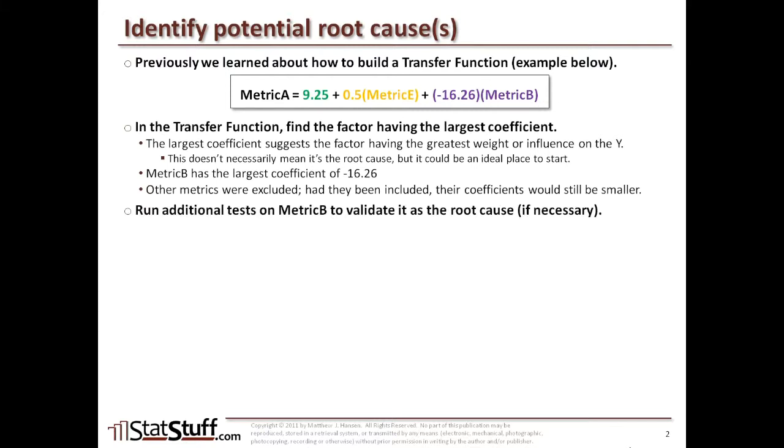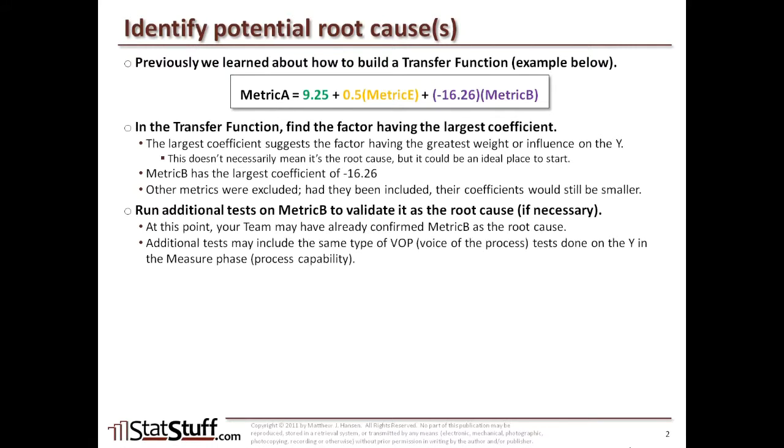Now what we probably want to do is run additional tests on metric B in this case in order to validate if it's the root cause, if necessary. So your team may have already validated that metric B is the root cause, but it is possible we may want to go back and run some additional tests.